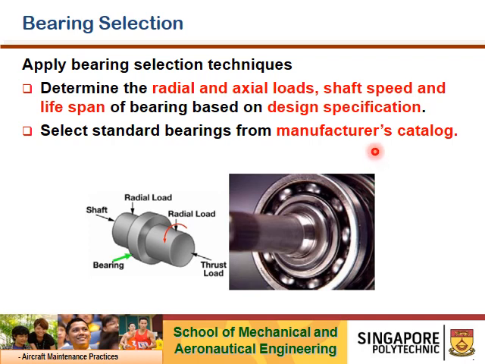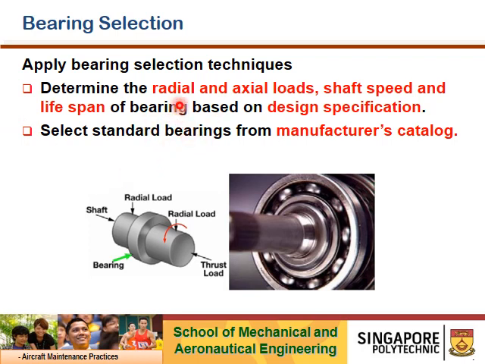Bearing selection. We will apply bearing selection techniques to determine the radial and axial loads, shaft speed, and the lifespan of bearing based on the design specification. That means, based on what the customer needs, calculate the required loading. Then from there you select the standard bearing from the manufacturer catalog.